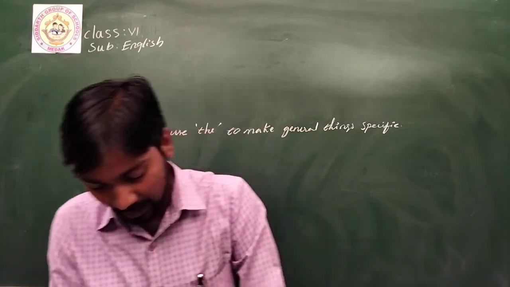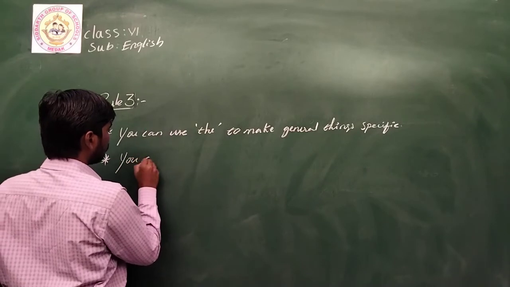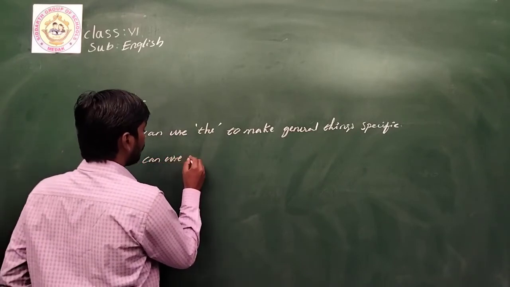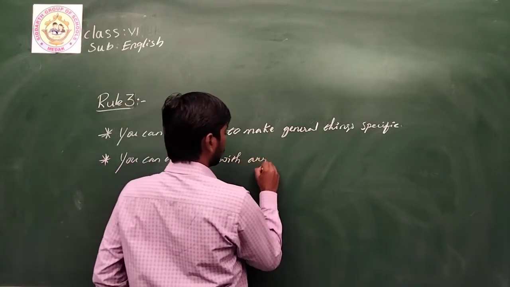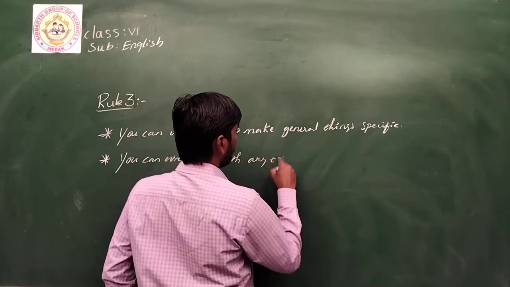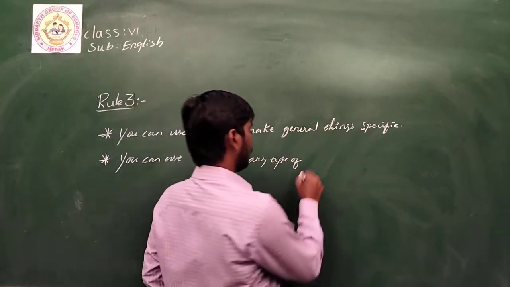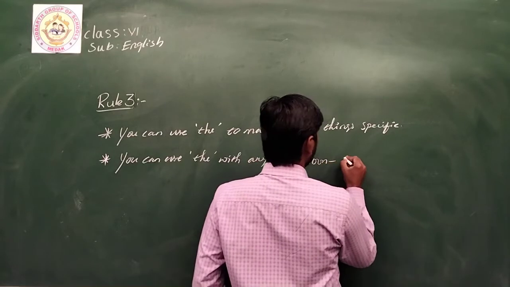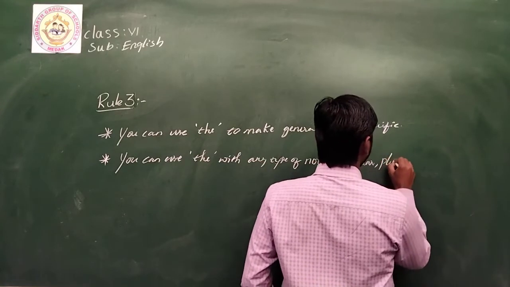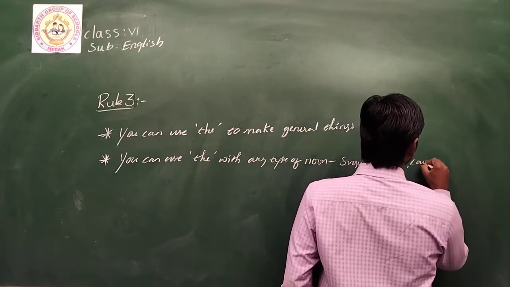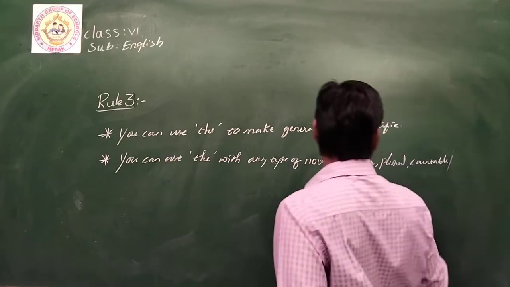Now write another point. You can use the with any type of noun. One is, you can mention like this: singular, plural, countable, uncountable. Okay.